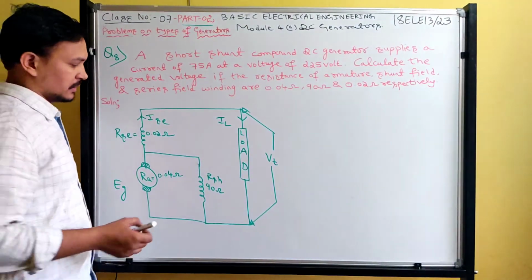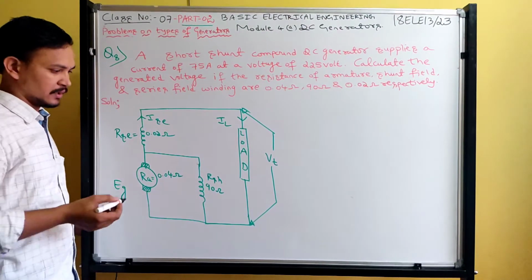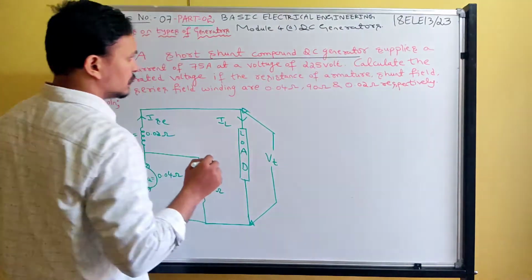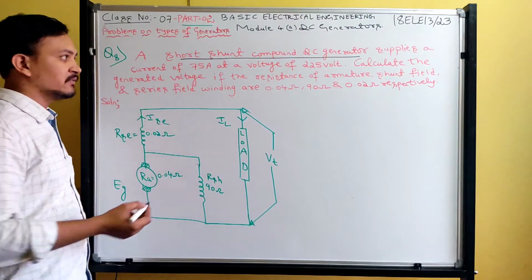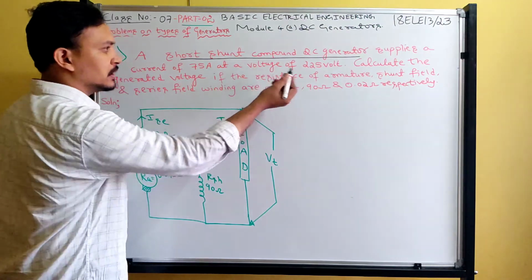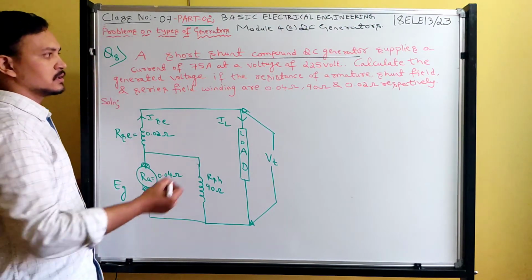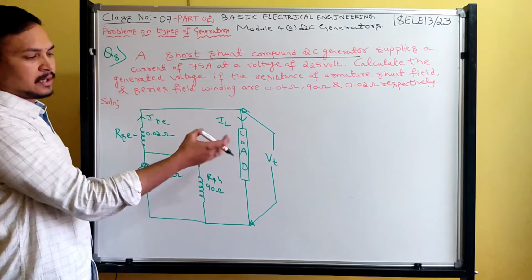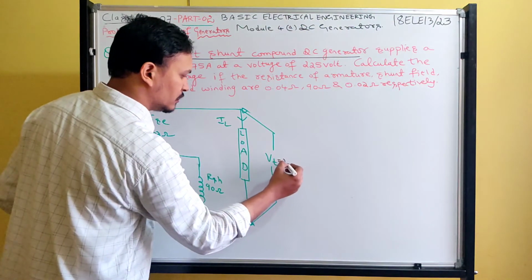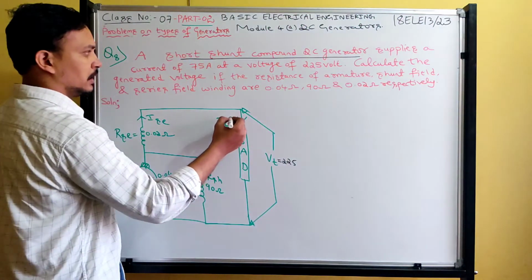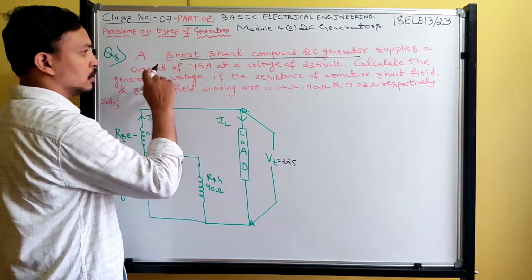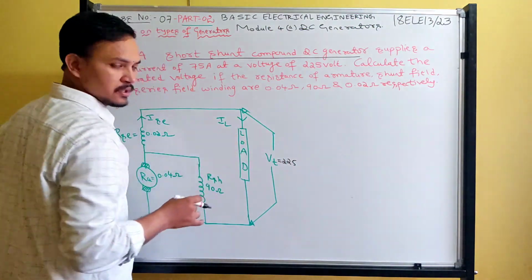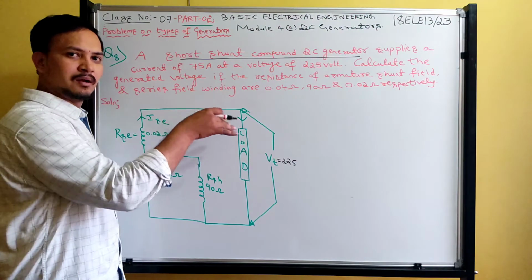Okay, dear students, next one is a short shunt compound generator problem. A short shunt DC compound generator supplies a current of 75 ampere at a voltage of 225 volt. Supplying a current of 75 ampere at a voltage means at the terminal voltage. At a voltage of 225 volts, it is going to supply a load current. Supplies a current of 75 ampere at this voltage, means obviously that will be at the load side.